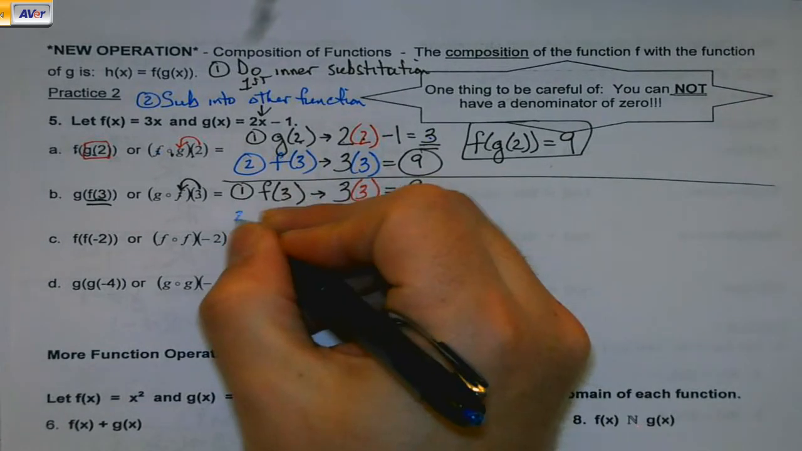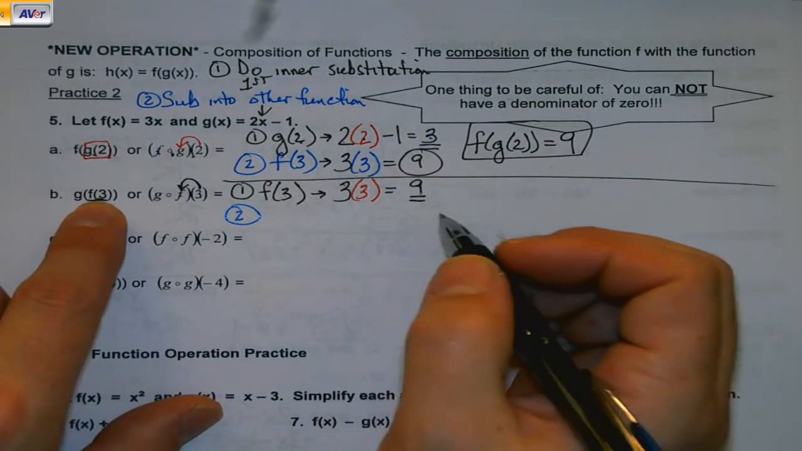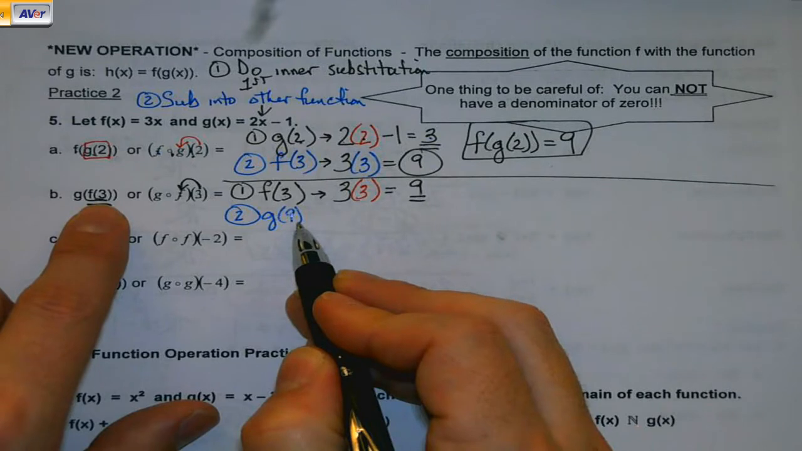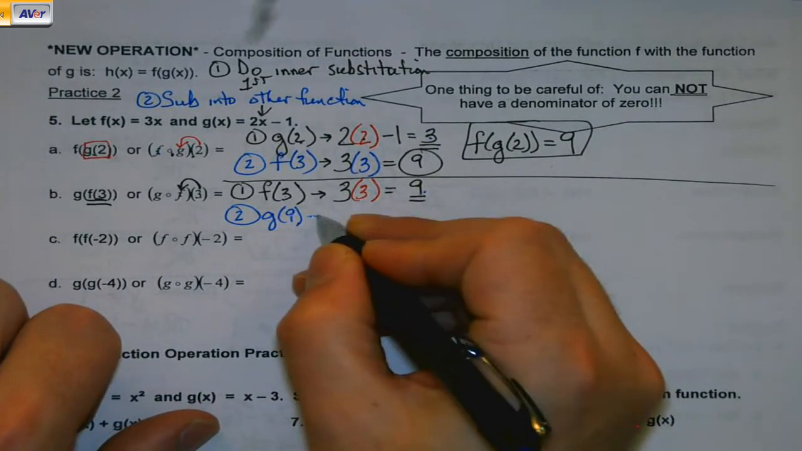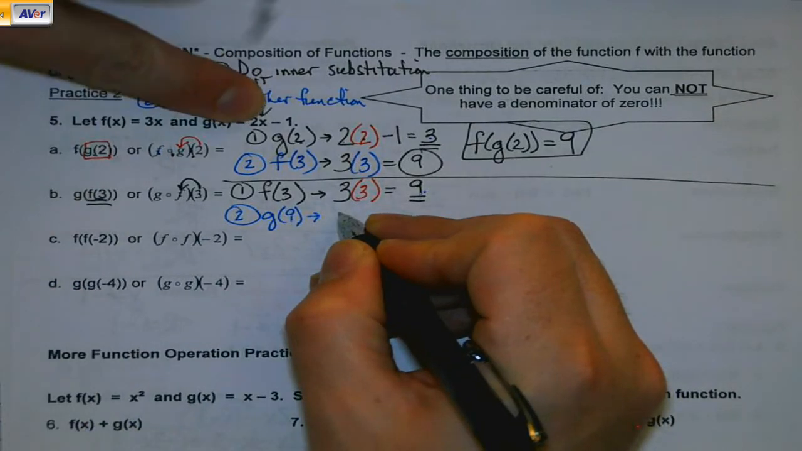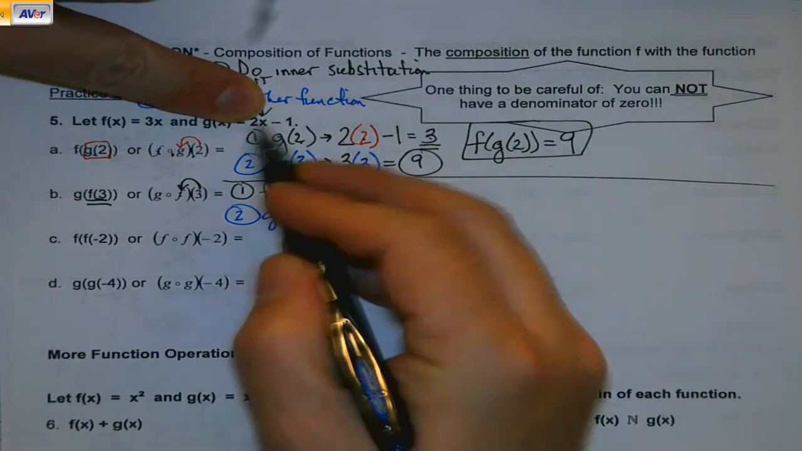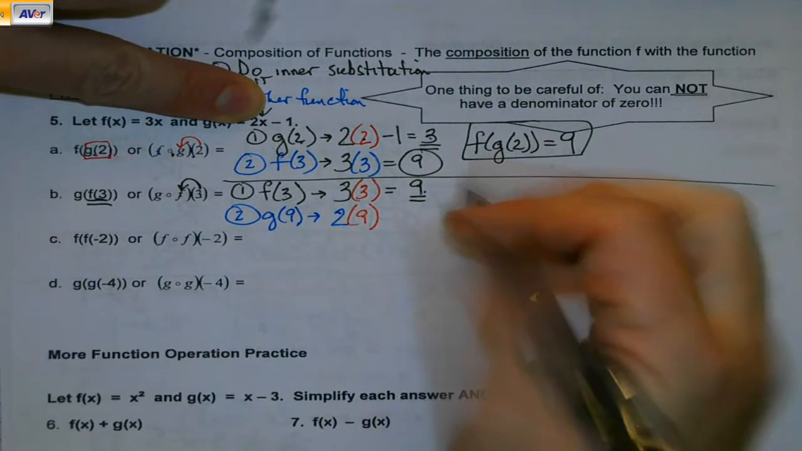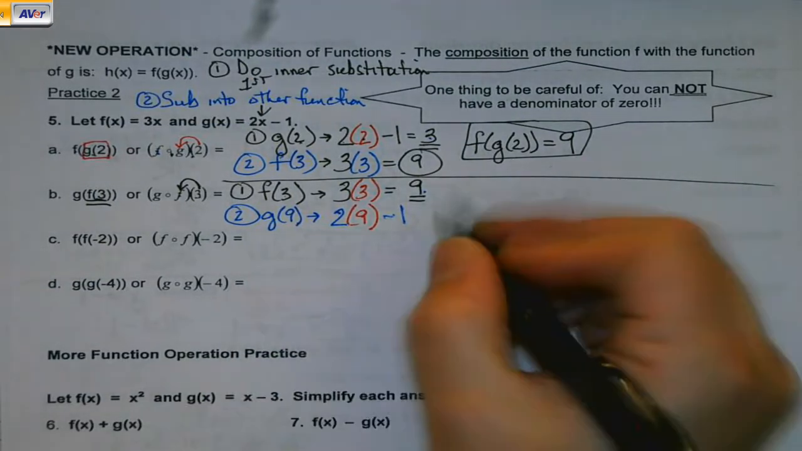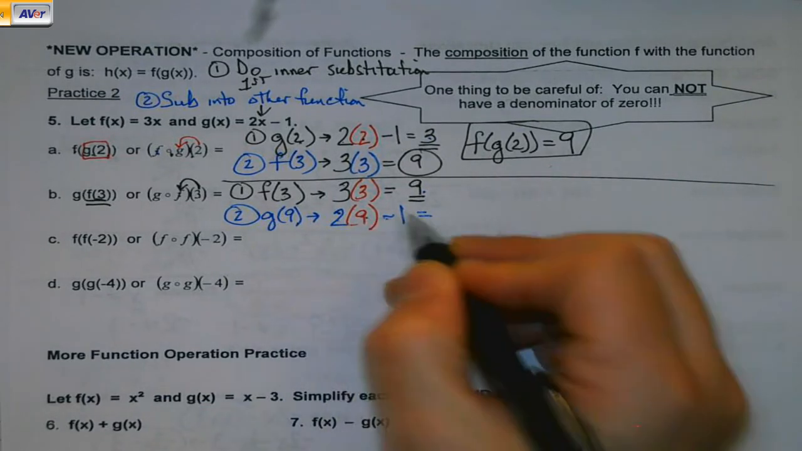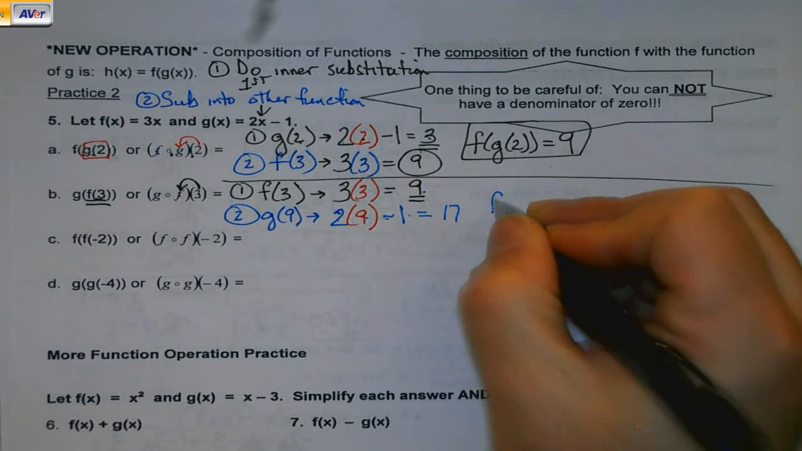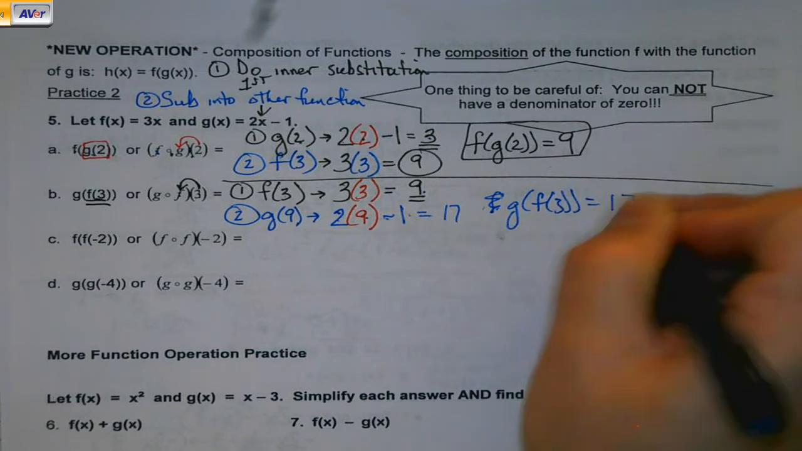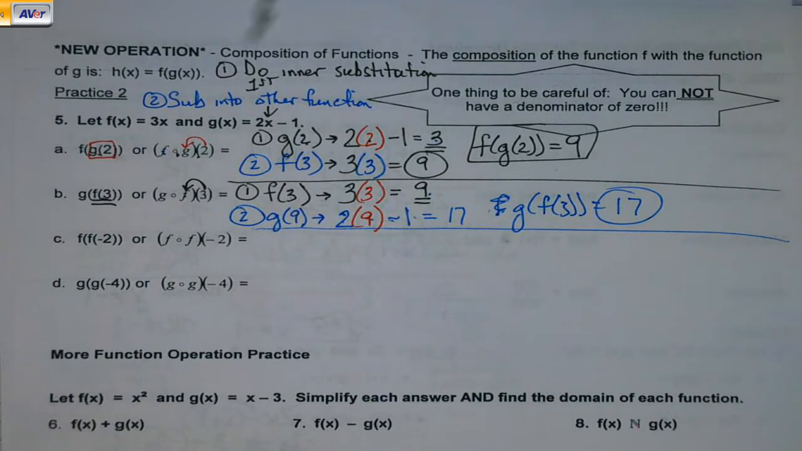So if that's the case, okay, if this is 9, now I'm looking for g of f of 3, or g of 9, my answer from the first step. So here's my g function. So 2 times x, but I know what x is. X is the number in the parentheses. Minus 1. 2 times 9 is 18, minus 1 is 17. Oops, and I did that backwards. G of f of 3 equals 17.